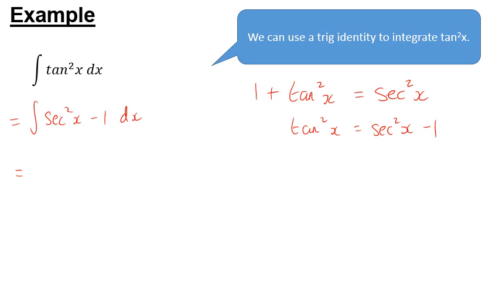We know that if you differentiate tan, you get sec squared. So therefore, if you integrate sec squared of x, you get tan of x. And of course, minus 1 just becomes minus 1x. So that's the quickest and easiest way of integrating tan squared.